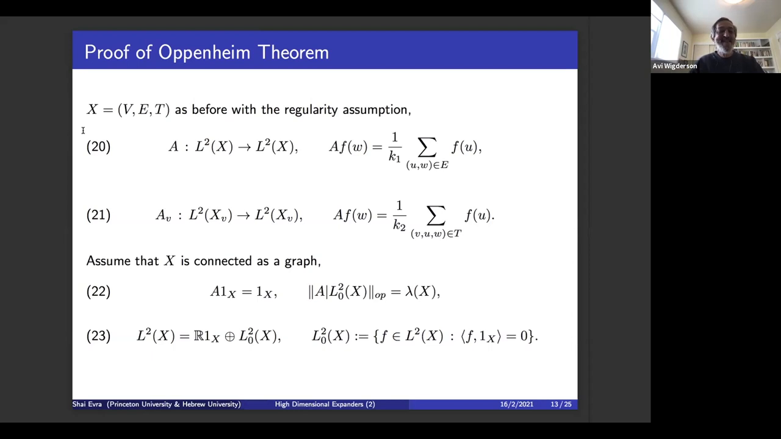So we have the adjacency operator of the global underlying graph and the local adjacency operators. Note that A is normalized by K1 and A_V, I'm sorry, A_V is normalized by K2. We'll assume that X is connected from now on. And so the constant function is the unique eigenvector of the maximal eigenvalue, 1. I'll denote by L_0^2 the subspace of functions orthogonal to the constant function. And so when I restrict A to this subspace, I get the second largest eigenvalue.